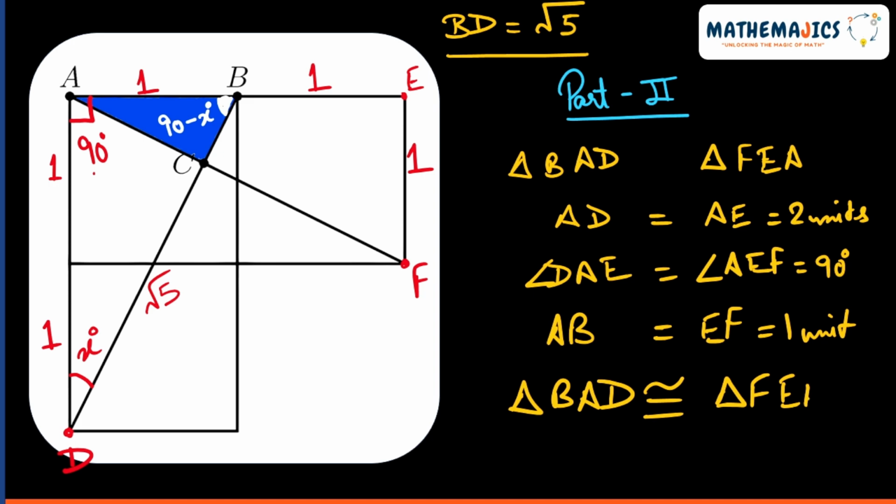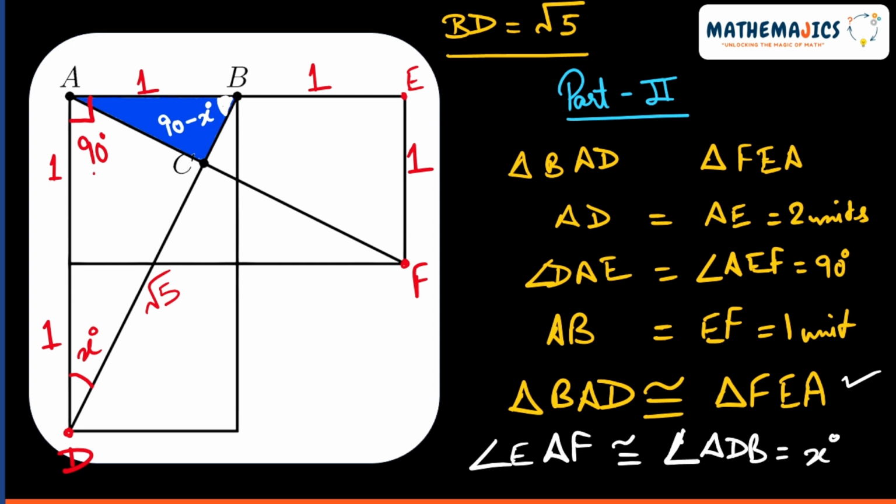Now, why is this needed? Because using this, we can say angle EAF is congruent to angle ADB. Both will be x degrees each, using CPCT. So let's mark angle EAF in the figure. This angle is x degrees. Now, why was this important? We will look at that in the third part of the solution.